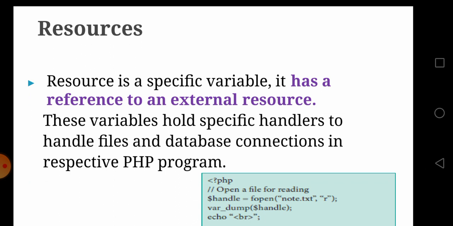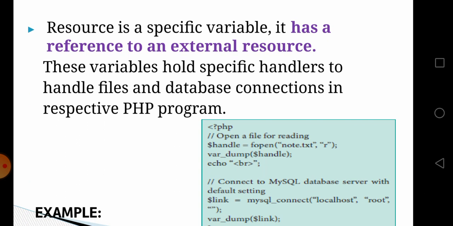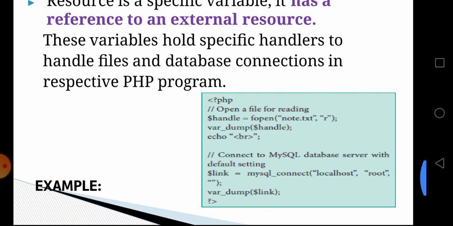Next topic is resource. A resource is a special variable. It holds a reference to an external source. Note down: reference to an external source. These variables hold specific handlers to handle files and database connections within a PHP program. See that: $handle and fopen, which is file open. Here they are using the reference file node.txt, and var_dump of $handle. Echo break. Here the external source they are referencing is node.txt, and they are using the connection. This also we can study in the next chapter, children. You can understand clearly. Okay.